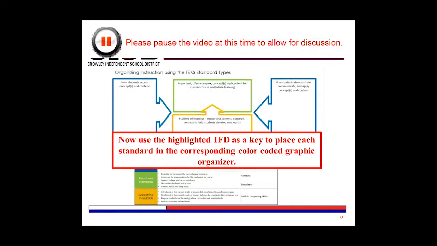Now use the highlighted IFD as a key to place each standard in the corresponding color-coded graphic organizer.